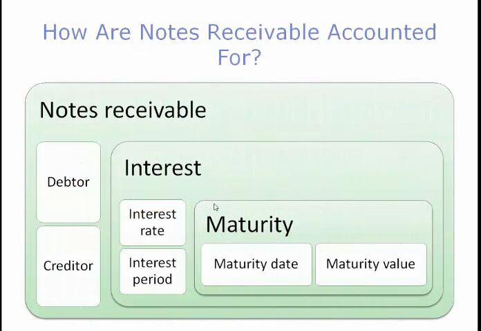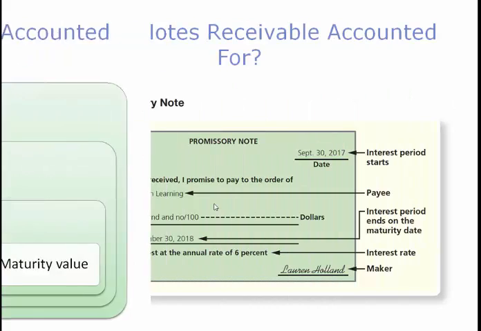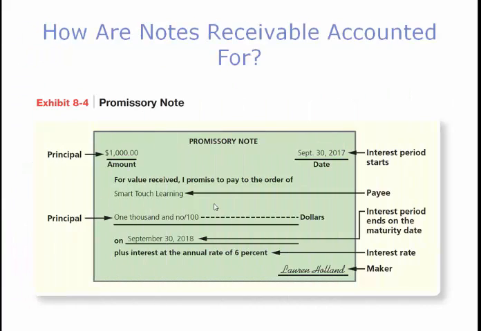So a note receivable has an interest rate. It has a debtor and a creditor. It has a maturity date, an interest period, and a maturity value. Each one of these are important. And what you do is you sign something called a promissory note. A promissory note says it's a promise to pay, and it kind of gives you some details, and they'll look a lot more legalistic than this, but this is a real simple one.